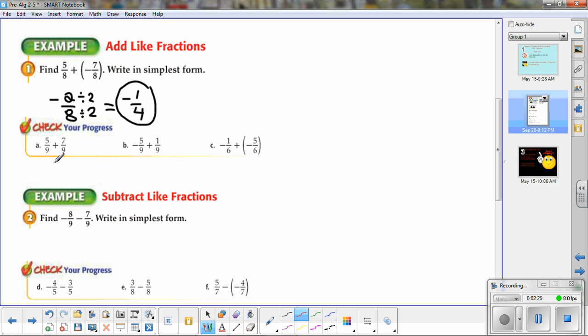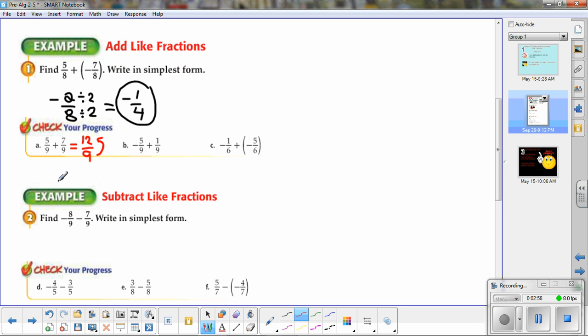Okay, in our next example, 5/9 plus 7/9, they're both the same sign, so we're going to go ahead and add them. We're going to add the numerators. 5 plus 7 is 12, and we're going to keep the denominator the same, so that's going to be 12/9. Now 12/9 is an improper fraction, so we're going to change it to a mixed number, and we're also going to need to simplify it.